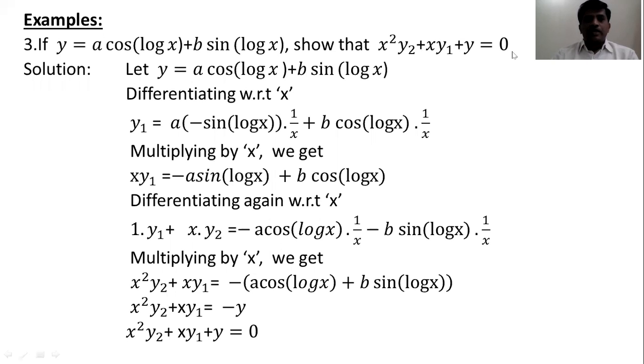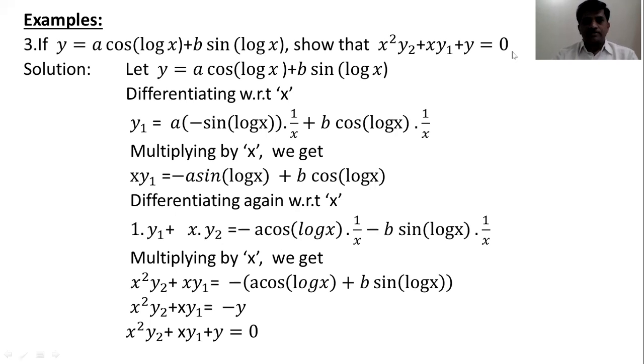If y equals a cos log x plus b sin log x, show that x square y2 plus x y1 plus y equals 0. Let y equals a cos log x plus b sin log x.